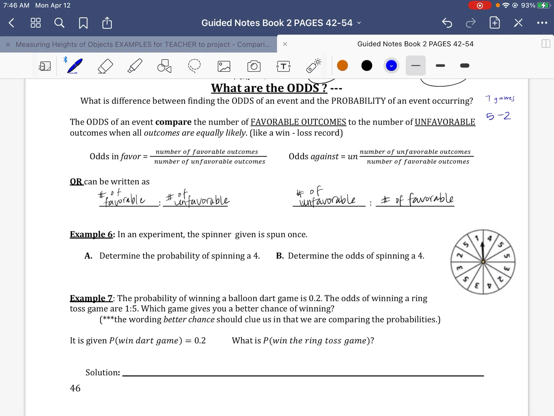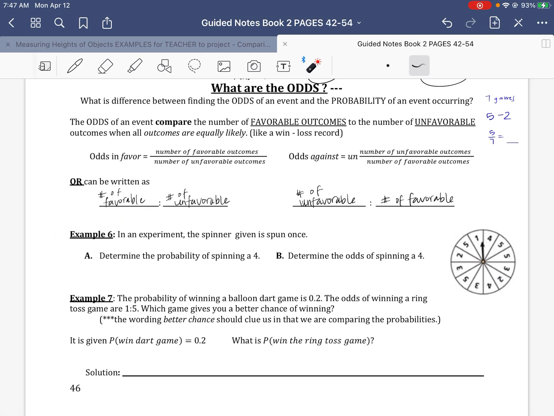Now, if I said, well, what's the probability you win your next game, given that you can calculate without any other variables, well, you've won 5 out of 7, so we could calculate that probability and figure out what that would be. But again, odds is just that comparison. And we can write odds in favor, where we do the number of favorable outcomes compared to the unfavorable. Or we can do the odds against, which is unfavorable to favorable. So it just depends which one goes first and second. And even though you can write it as a fraction as seen here, I would write it as a ratio just so that we can tell the odds are different than calculating our probabilities.